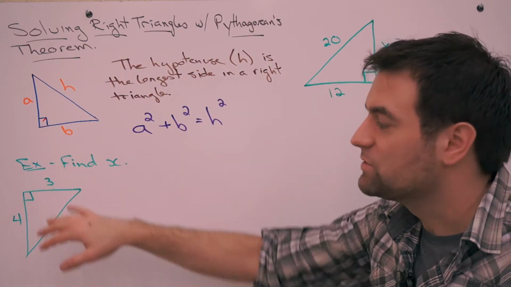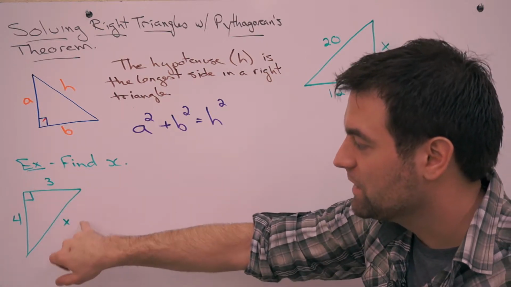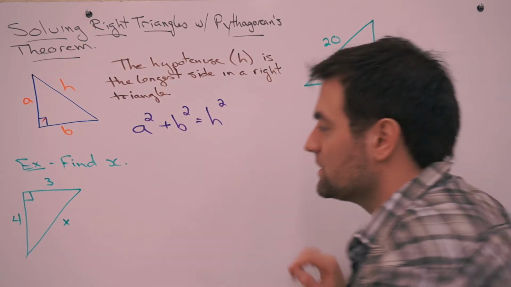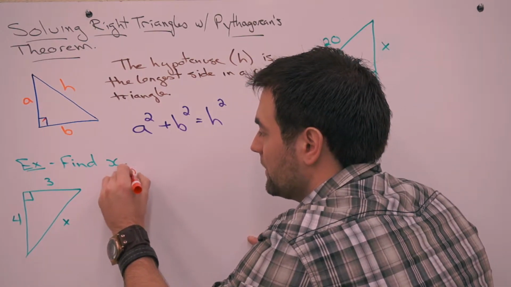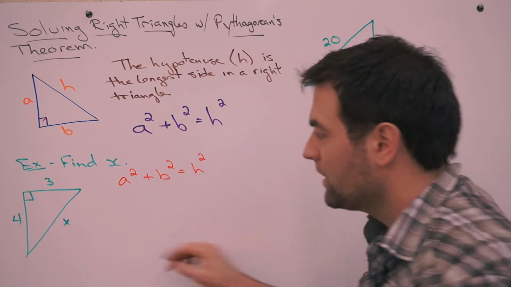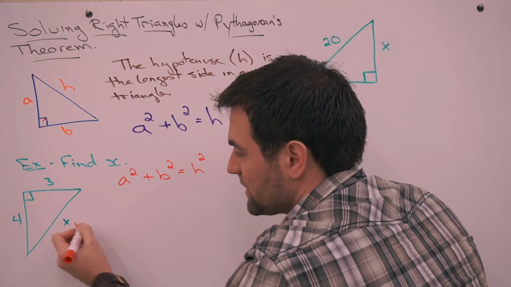Let's take a look at actually using this in a couple examples. The first case, here we're going to find x. We're going to find the hypotenuse side, so we're going to find the h. So what I do is I'll write out my formula, a squared plus b squared equals h squared. I'll fill in these different sides. I know this is the longest side, so this is my h.